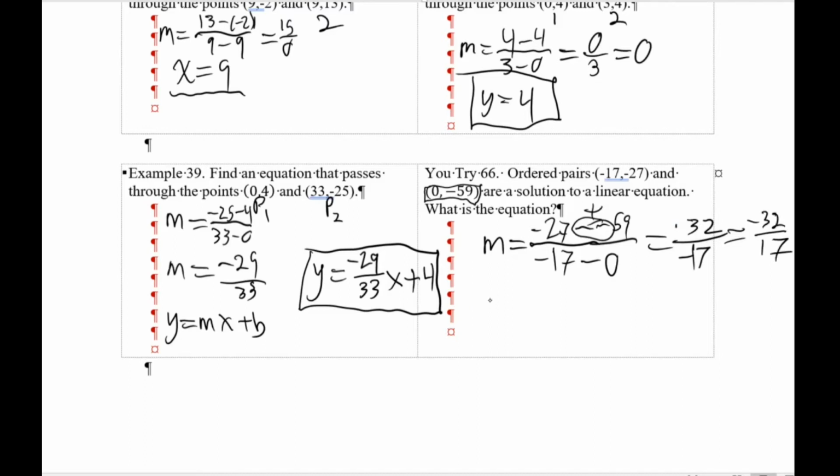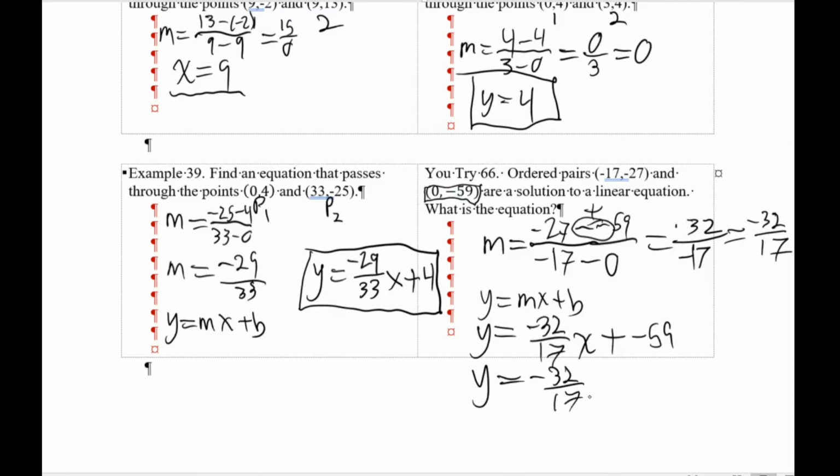Now I can plug in the points. y equals mx plus b. So we have y equals negative 32 over 17 x plus my b value, which would be negative 59. And I can simplify this to y equals negative 32 over 17 x minus 59. And I'm done.